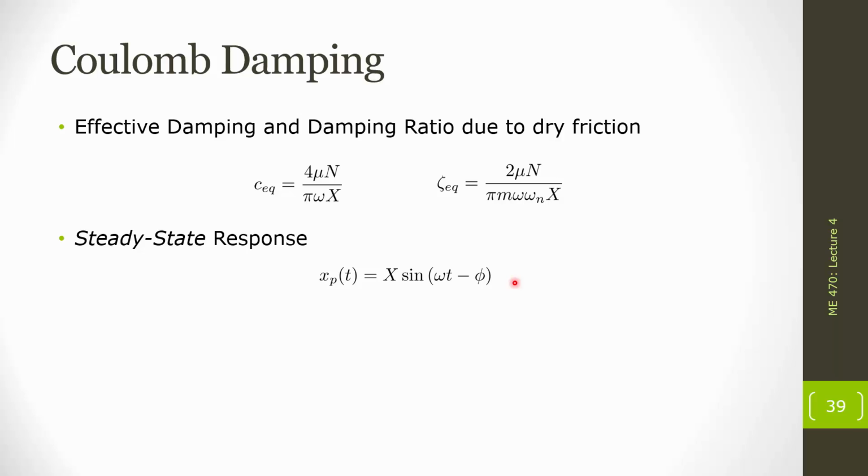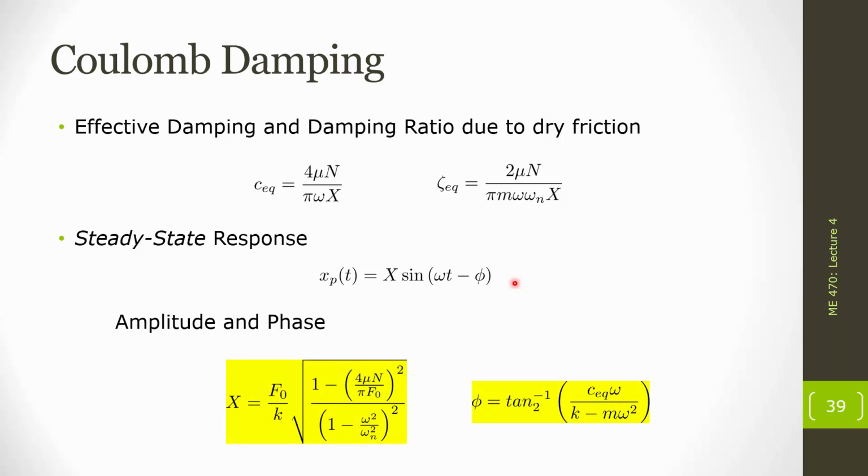So for these Coulomb friction problems, the amplitude and phase are going to have their own calculations. The amplitude of the steady state oscillations is going to depend on the force of the forcing function and our spring constant, or effective spring constant, in our system.